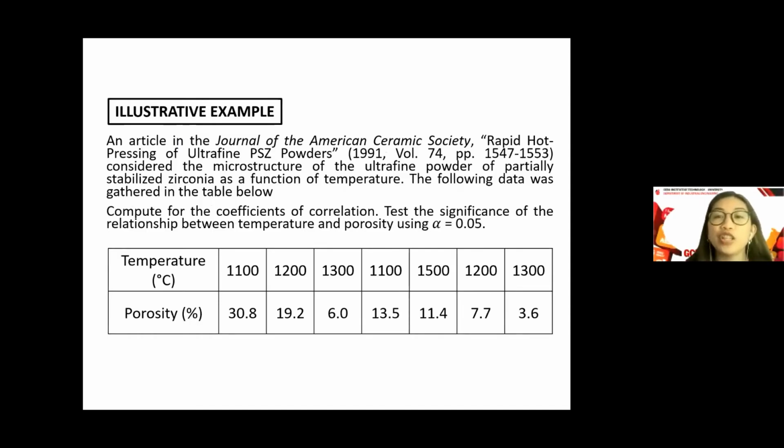An article in the Journal of the American Ceramic Society, rapid hot pressing of ultrafine PSZ powders, considers the microstructure of the ultrafine powder of partially stabilized zirconia as a function of temperature. The following data was gathered in the table below. Your goal is to compute the coefficient of correlation and test whether there is a relationship between the porosity and the temperature. What's porosity?